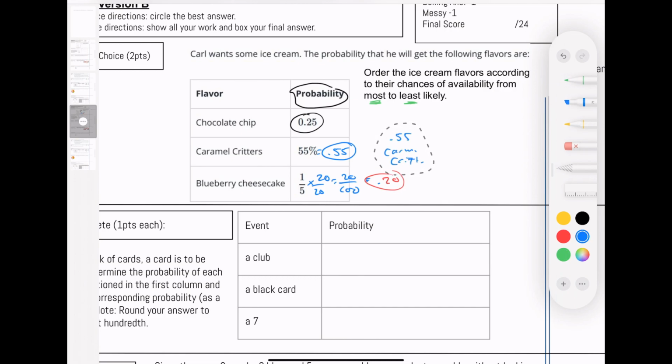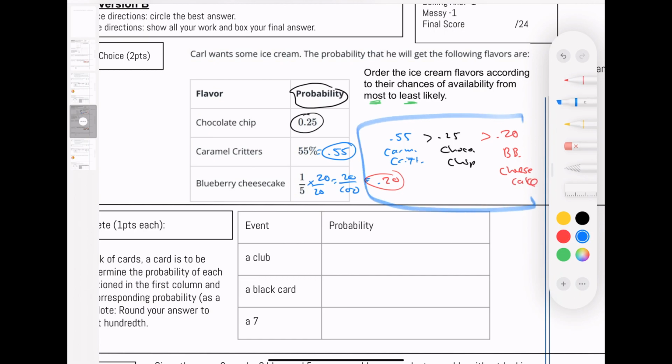And then chocolate chip at 0.25. So chocolate chips. And then our red, because 0.25 is greater than 0.20. This is my blueberry cheesecake. Okay, and so that would be the order I would write them in.